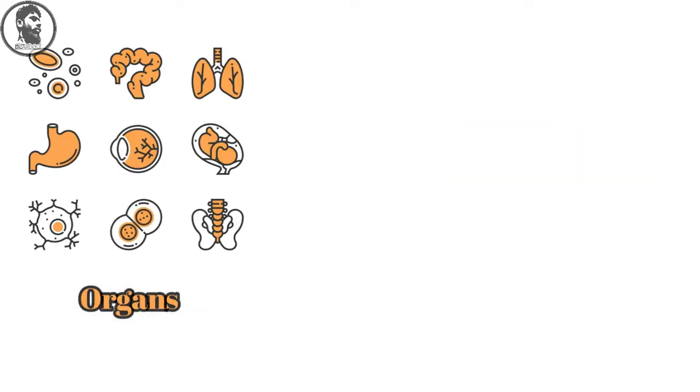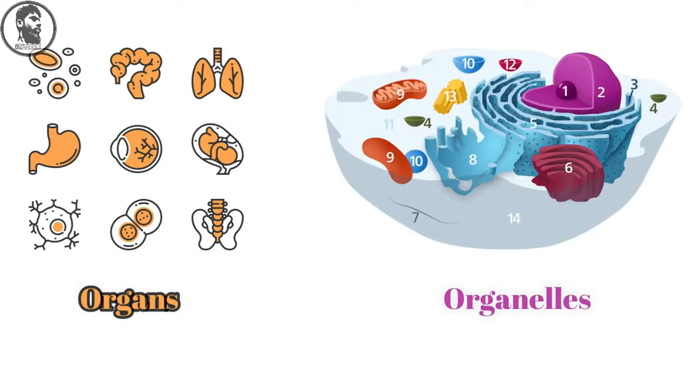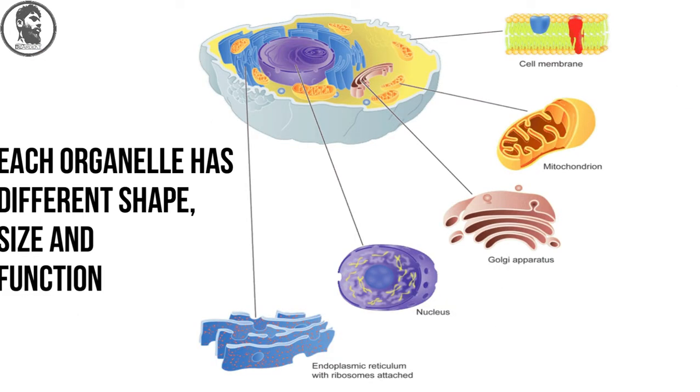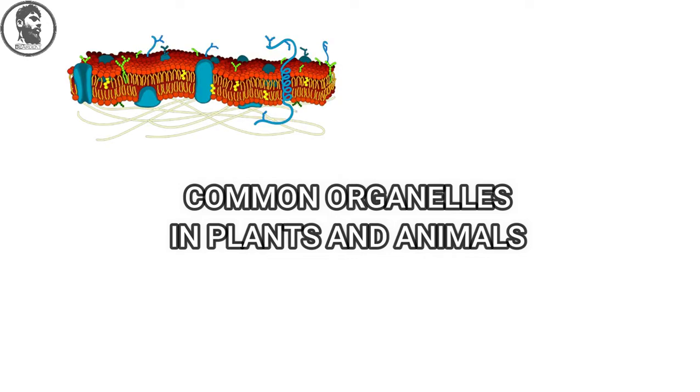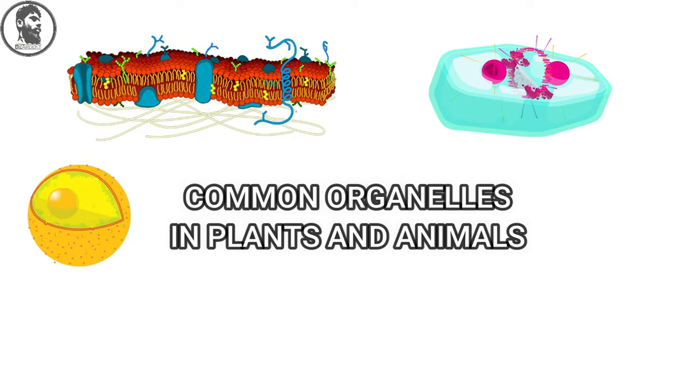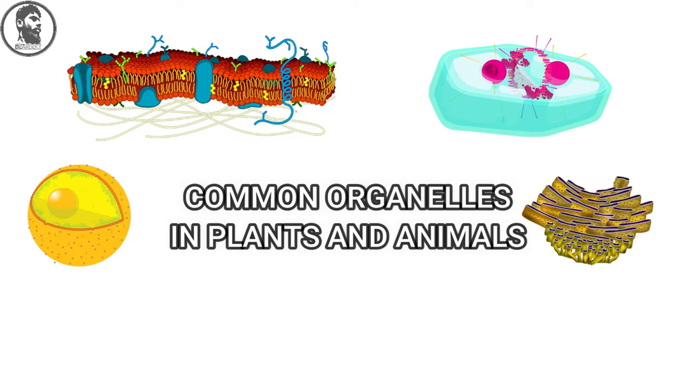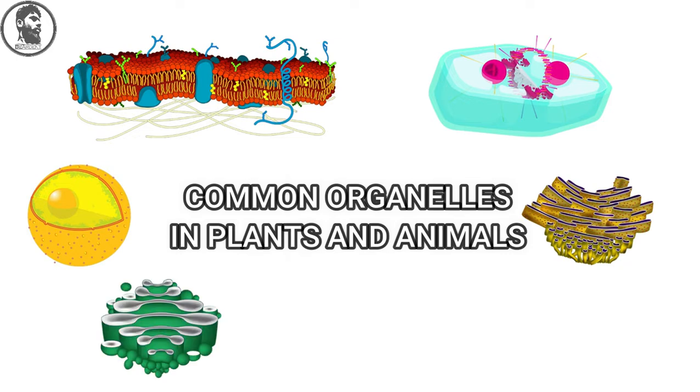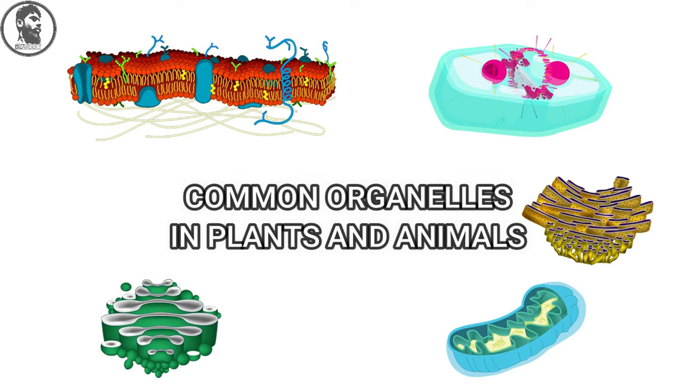So as body parts are called organs, like that, cell parts are called organelles. Each organelle has different shape, size and function. Common organelles in animals and plants are cell membrane, cytoplasm, nucleus, endoplasmic reticulum. There are two types of endoplasmic reticulum. One is smooth endoplasmic reticulum and another one is rough endoplasmic reticulum. Then Golgi apparatus, also known as Golgi complex, mitochondria. These are present commonly in both plant cell and animal cell.